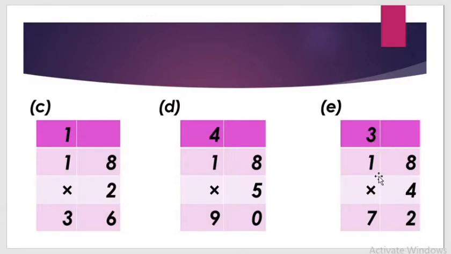Then after, 4 1s are 4. 4 plus 3, how many, all students? 7. So what is the answer, all students? The answer is 18 4s are 72. Understood? Now again I'll repeat: 18 2s are 36, 18 5s are 90, 18 4s are 72, 18 3s are 54, and 18 6s are 108. Okay, so now students, let's move on to further questions.